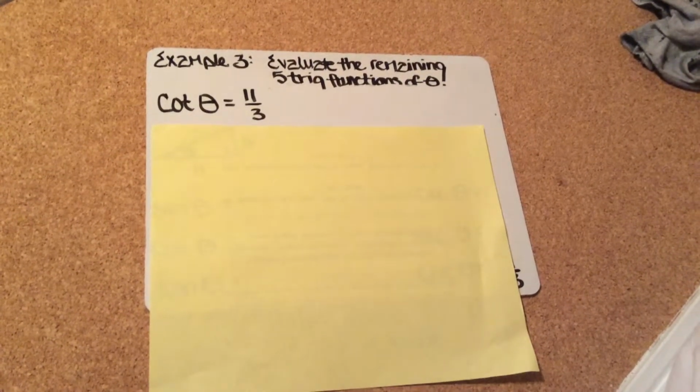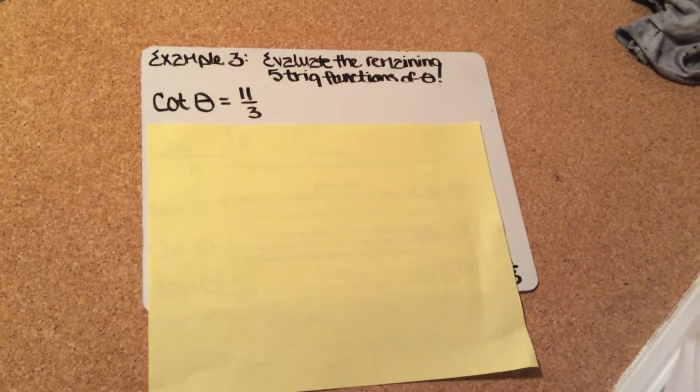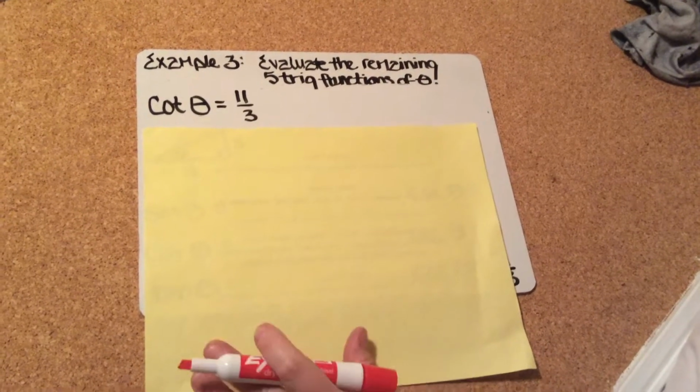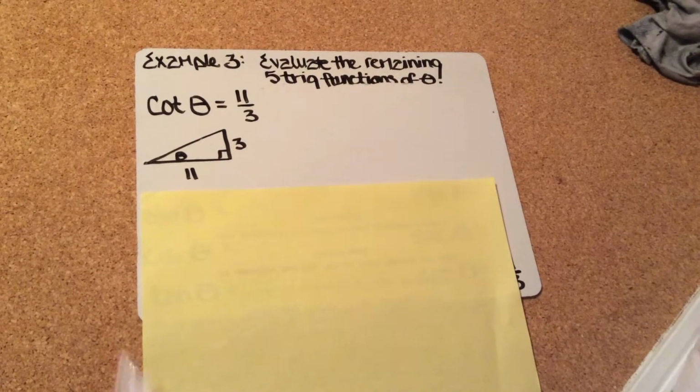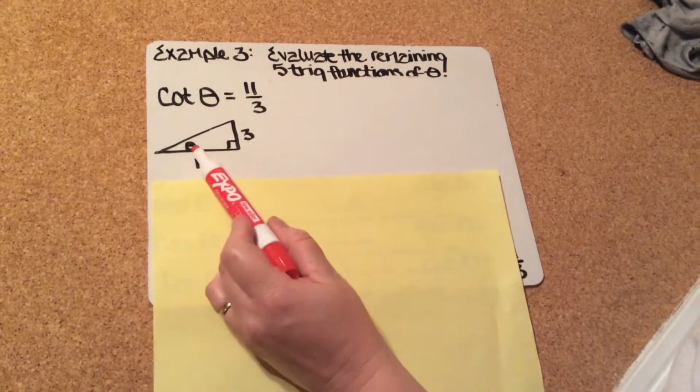Now when I get a problem like this where they already give me one of the trig functions, I'm a visual person, and so my first instinct was to draw the right triangle out. So you can see I drew my right triangle. Here's theta.